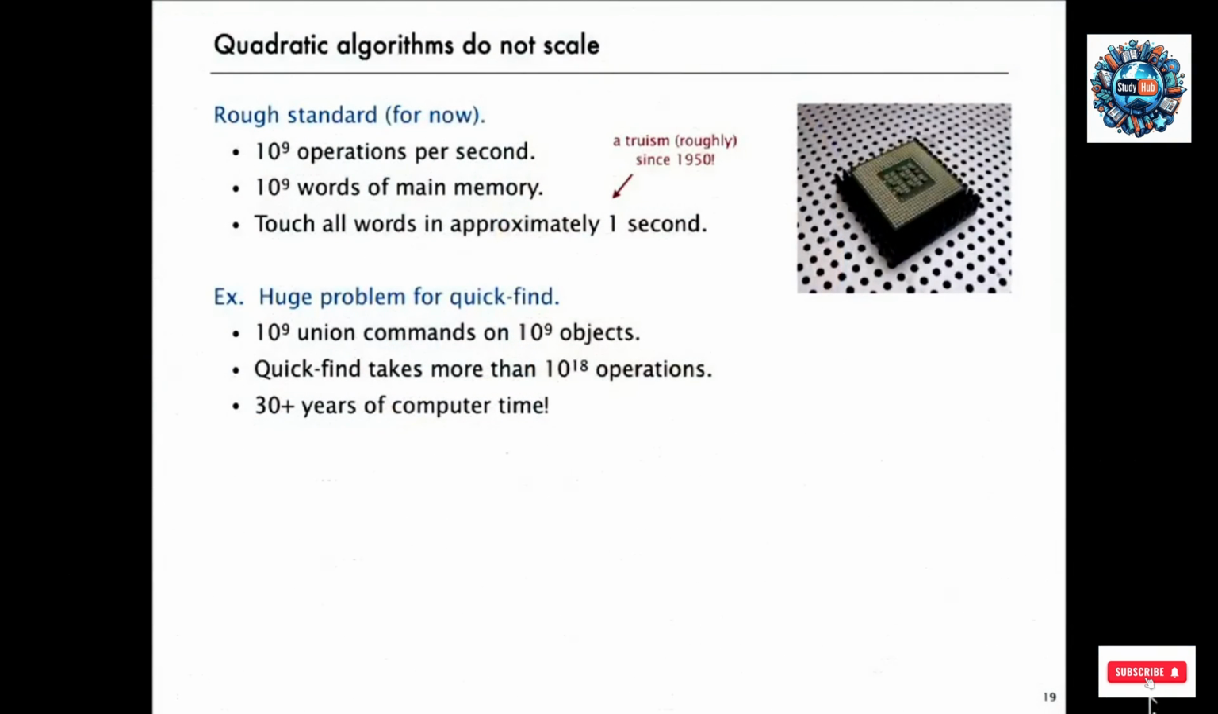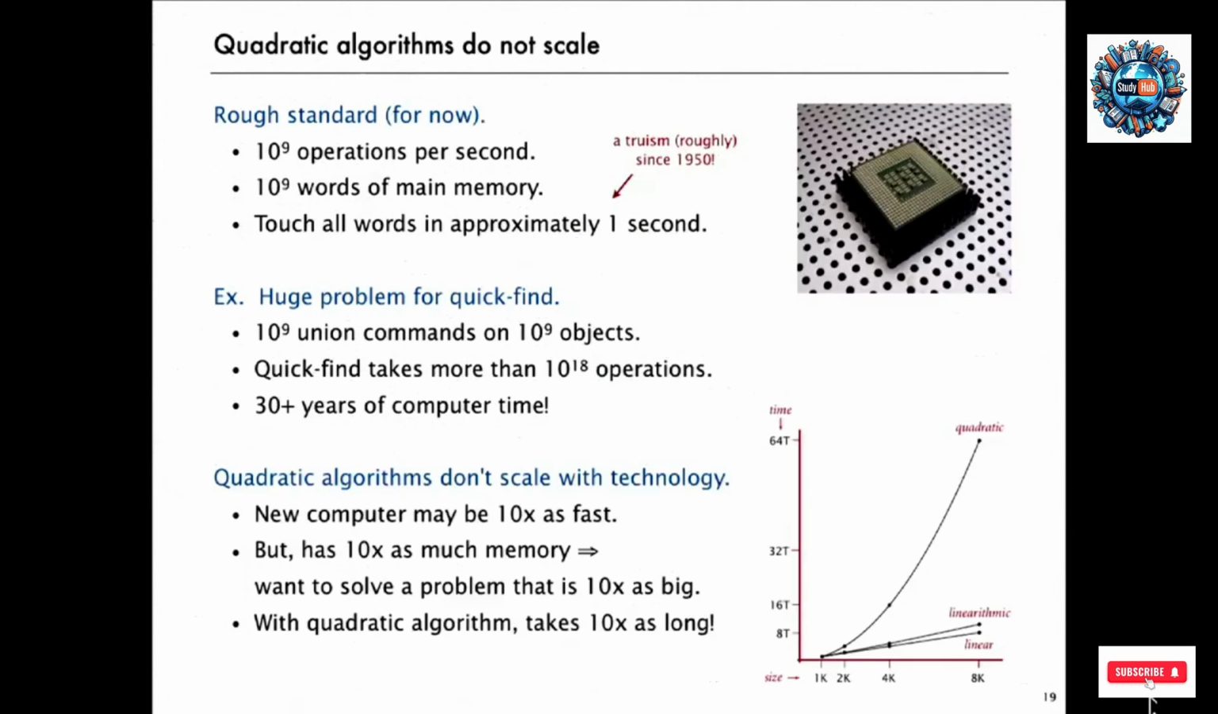That means that with that huge memory, we can address huge problems. So we could have billions of objects and hope to do billions of union commands on them. But the problem with the quick find algorithm is that that would take 10 to the 18th operations, or say array accesses or touching memory. And if you do the math, that works out to 30-some years of computer time. Obviously not practical to address such a problem on today's computer.